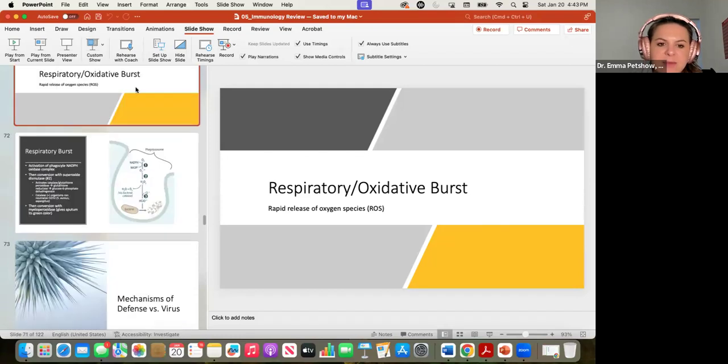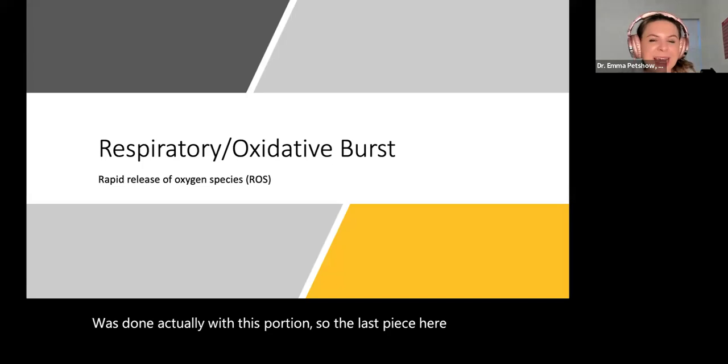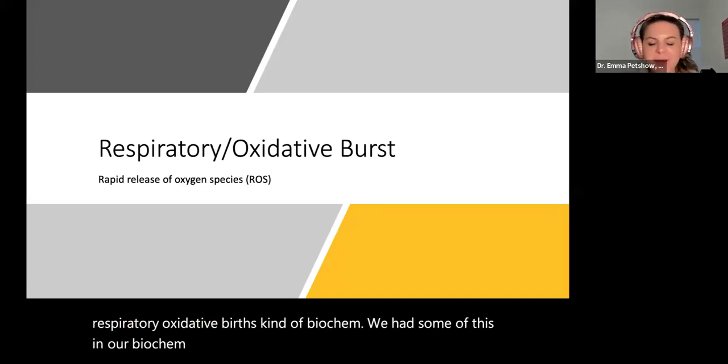Okay, this is good. We're actually doing pretty good. So we're almost done with this portion. The last piece here is just the respiratory oxidative burst, kind of biochem. We had some of this in our biochem lecture, but it's a moment for rapid release of oxygen species, ROS.